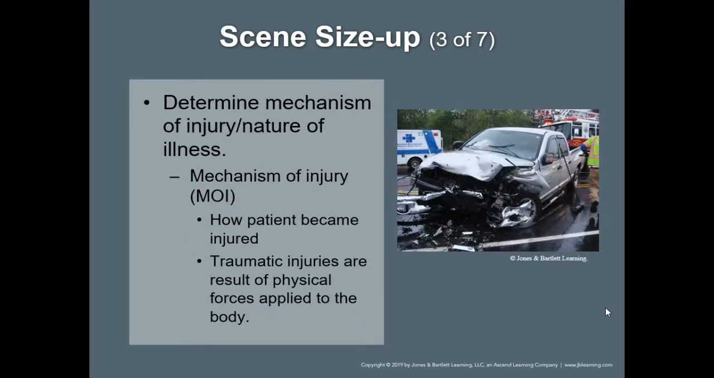Once we have ensured that the scene is safe, we will then determine the mechanism of injury or nature of illness. The MOI is specific to your trauma patient. The nature of illness is specific to the medical patient. The mechanism of injury is how the patient became injured. Traumatic injuries are the result of physical forces applied to the body. So when physical forces are applied to the body, if the body is not able to dissipate that force, then it results in injury, soft tissue injury.